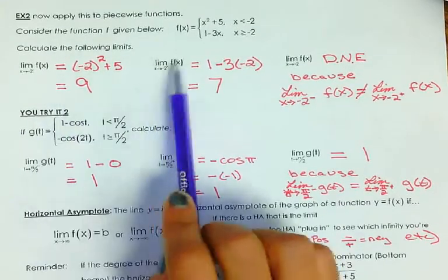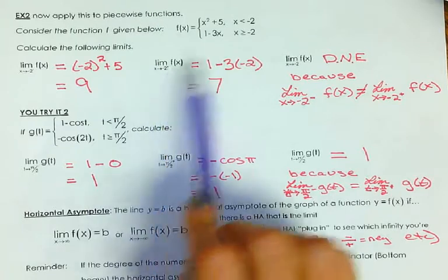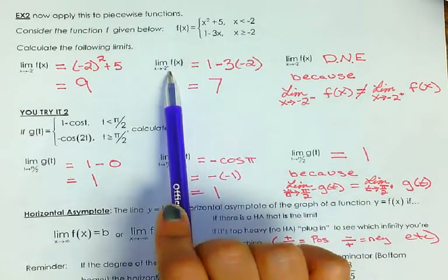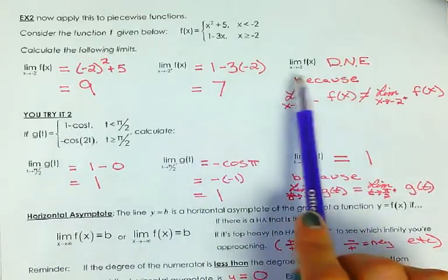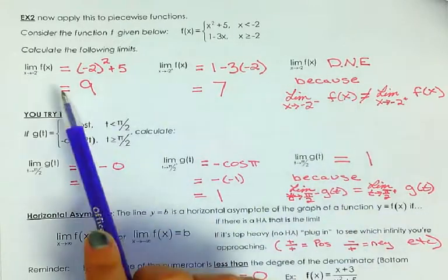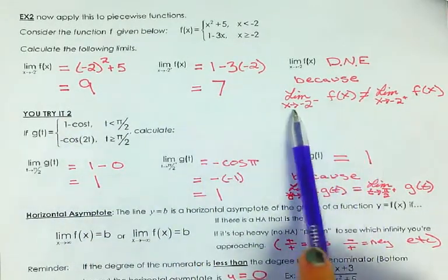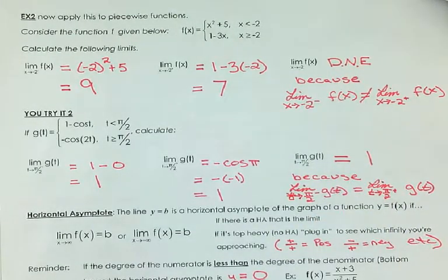I got a 9. Now I'm taking the limit as you approach from the right. So again, I'm still plugging in that -2, but this time I'm plugging into that equation because I'm approaching from the right. So when I plugged in there, I got 7. So then you'd say the limit overall does not exist because the left-hand limit and the right-hand limit are not the same, right? As you approach from the left and you approach from the right, those are not equal, so the limit does not exist.